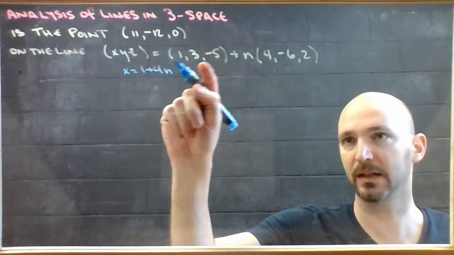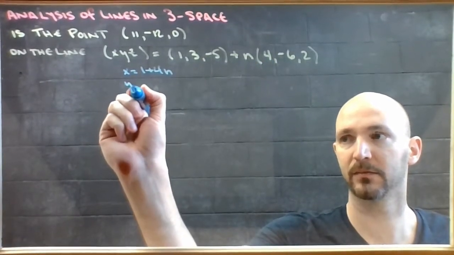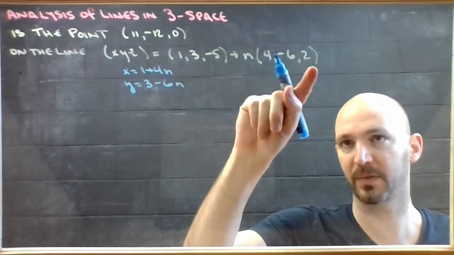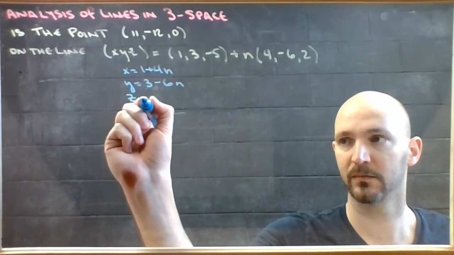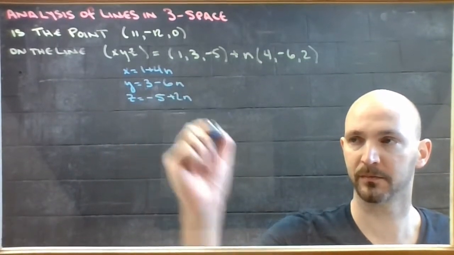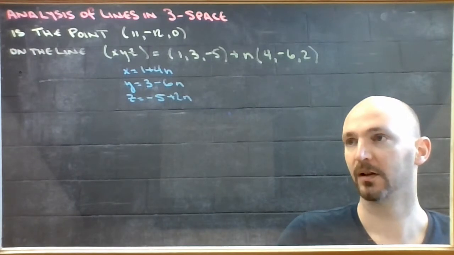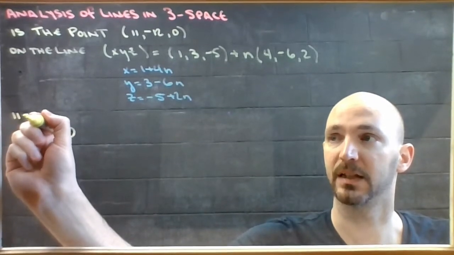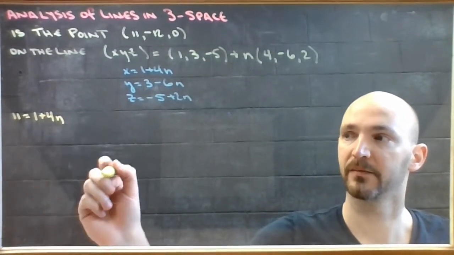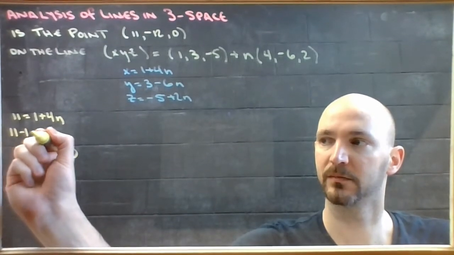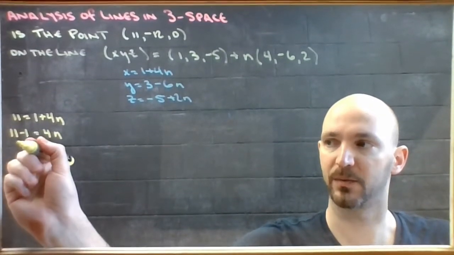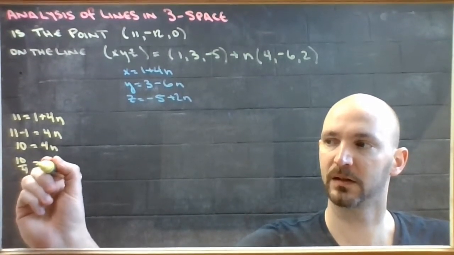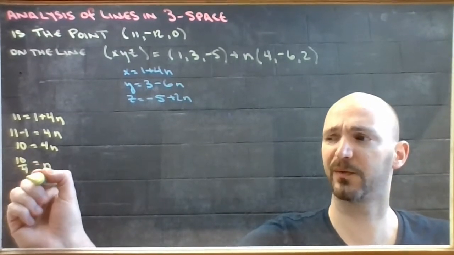Y is 3 minus 6n's. And Z is negative 5 plus 2n's. All right, so put this x value in for x. 11 equals 1 plus 4n. Bring that over. 11 minus 1 is 10. 10 divided by 4. That reduces to 5 halves.